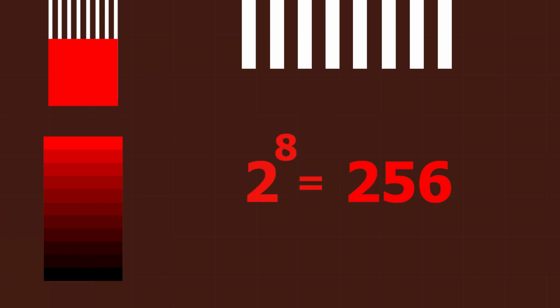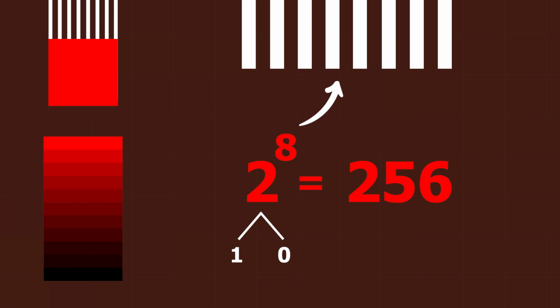There is an easy formula to calculate the number of shades that will be produced by a certain number of wires. It is 2 to the power 8, which is equal to 256. 2 corresponds to the only two signals that can be sent through one wire or one bit, and 8 corresponds to the number of bits or wires taken into consideration.